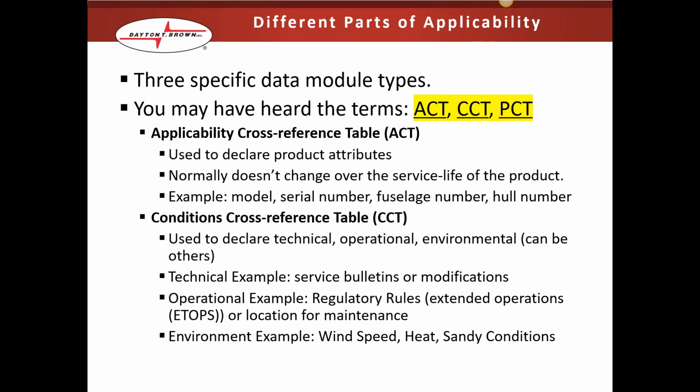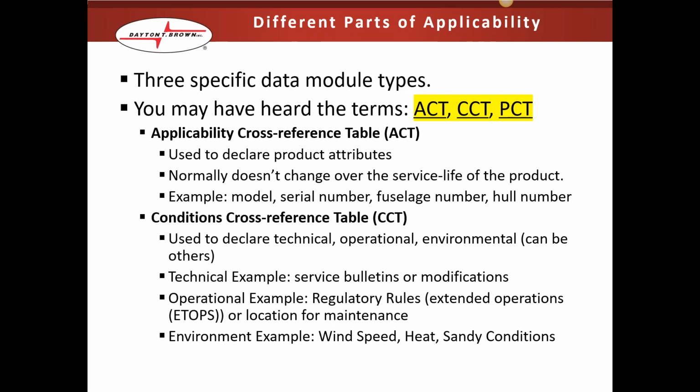Or maybe location for maintenance. Maybe in order to perform a certain piece of maintenance, the aircraft has to be in a hangar, or the ship has to be in dry dock, something like that. So there's an operational example like that, and then we have environmental things like wind speed, heat, high altitude, sandy conditions, any of these environmental type things. Do this only if the wind speed is less than 30 knots per hour or something like that. So there are these technical conditions that have an effect on data that we will declare in our CCT. I'm using the word declaring because the ACT and CCT are the place where we define these things. We define product attributes. We define technical conditions.